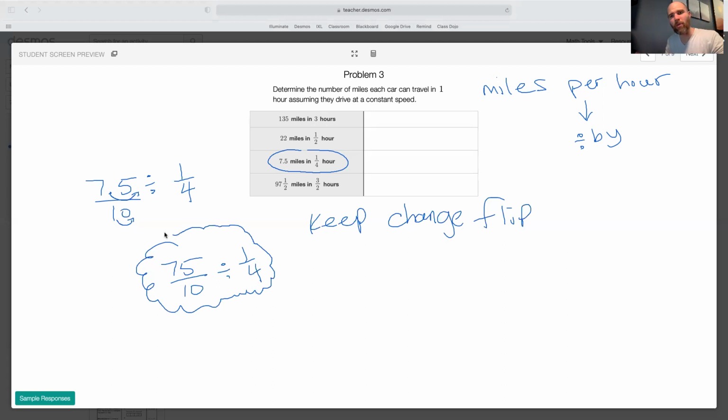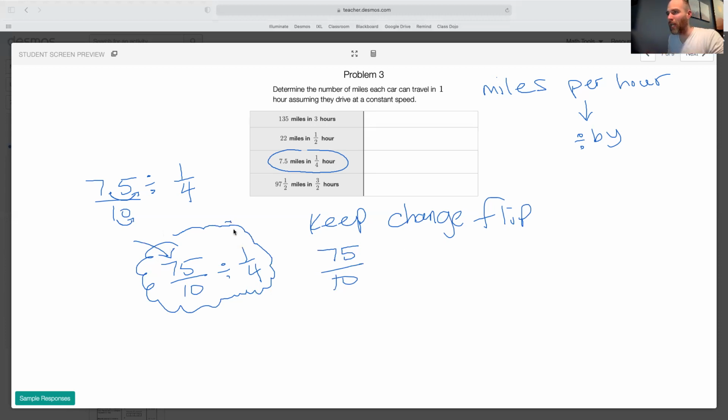Luckily, there's this trick. Keep, change, flip. And really, it almost borderline doesn't make a ton of sense why it works. I mean, I could explain why it works, but it'd take too long. What matters is that it works. So we keep the first fraction, right? I'm keeping it, meaning I'm not doing anything with it. It's staying the same. I kept the first fraction.